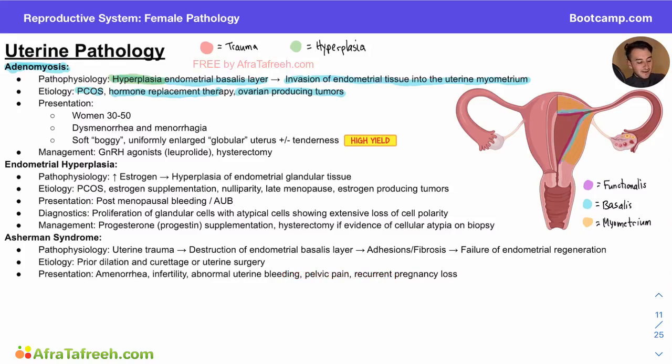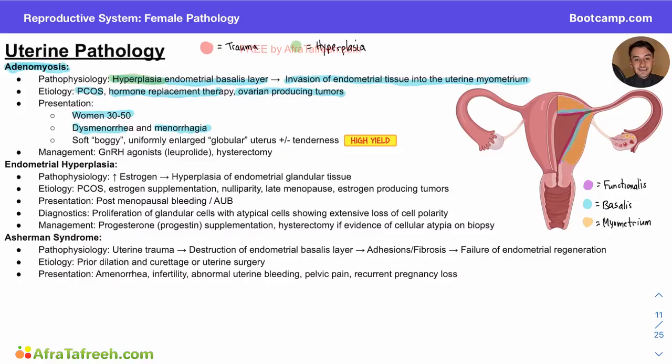of the basalis layer. So we're expecting a patient who is between 30 and 50 years old complaining of dysmenorrhea or menorrhagia, which are fancy words for pain with menstruation or heavy menstruation with a lot of blood. And this makes sense, right? If our basalis is growing into the myometrium, we could imagine this would cause pain, and if it's growing out of control, perhaps it's contributing to a bigger functionalis, leading to greater amounts of bleeding each month.